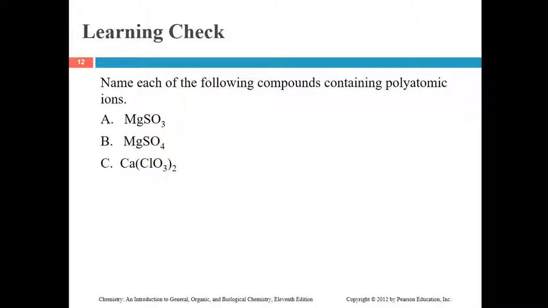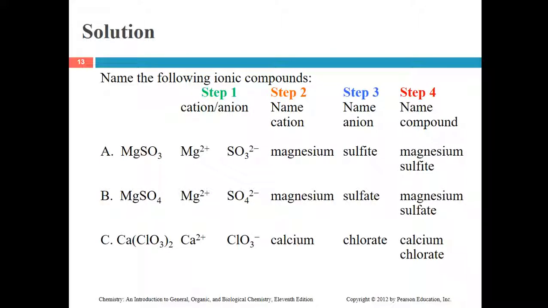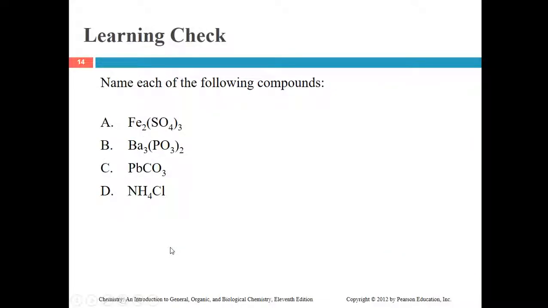All right, let's name each of the following compounds. You might recognize that SO something is related to sulfate. Well, SO4 is sulfate. This is 1 less oxygen than normal, so this is going to be sulfite, magnesium sulfite. Here's magnesium sulfate. Here's calcium chlorate. See if you can name these. Press pause and come back.